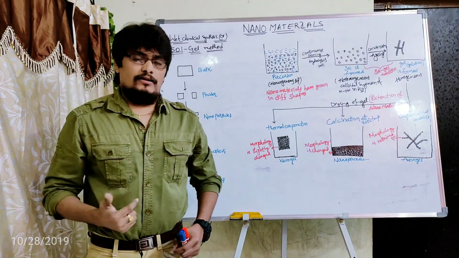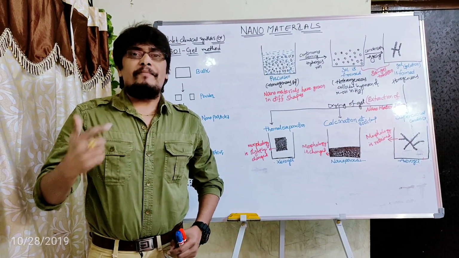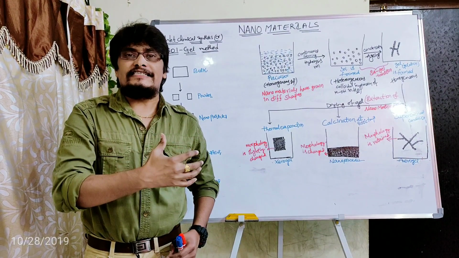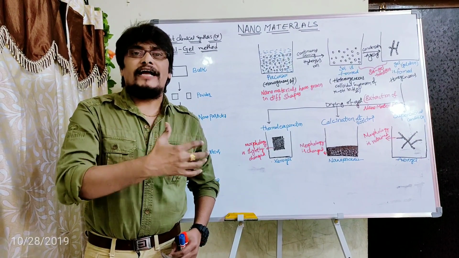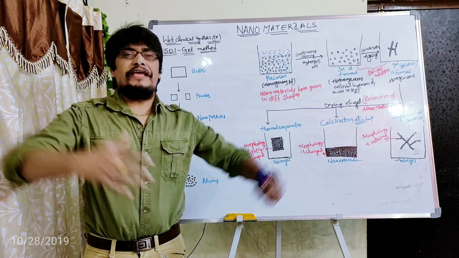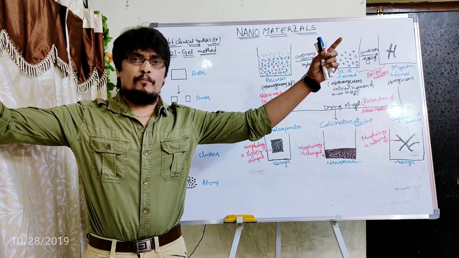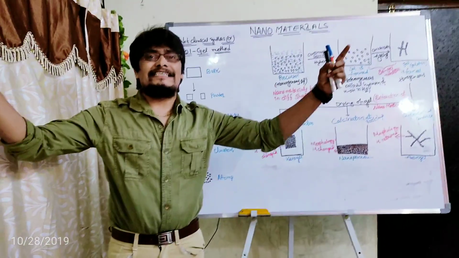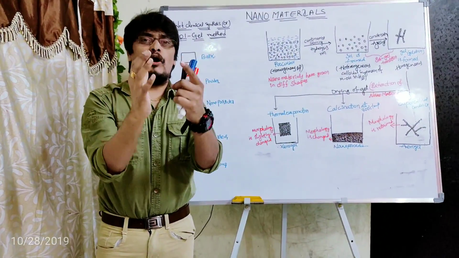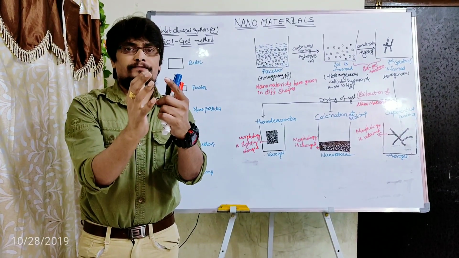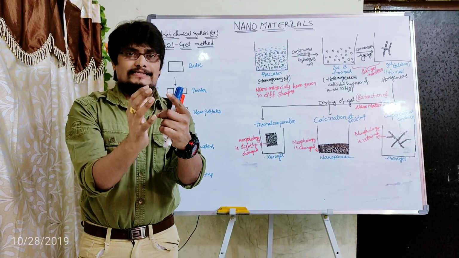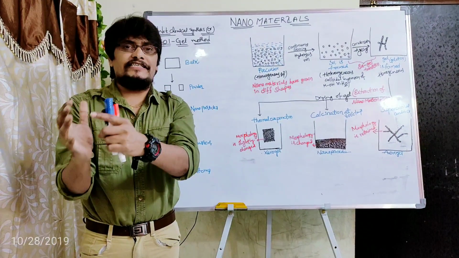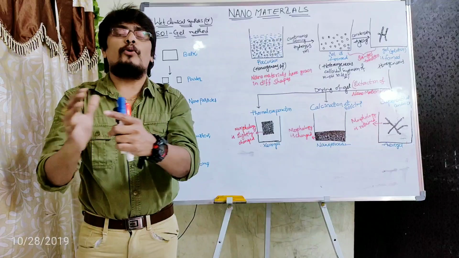For example, for making a sculpture, the raw starting material is the rock. By carving the bigger rock, the sculpture is designed. The sculpture is very small in size. So carving a rock into a sculpture is just like the top-down approach.